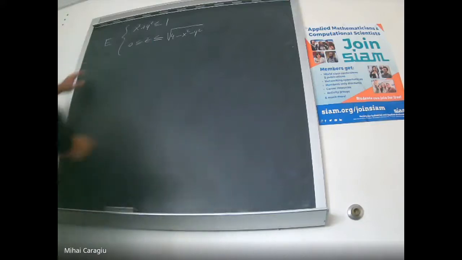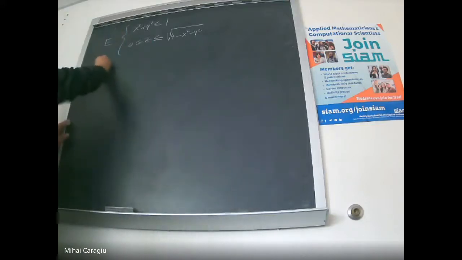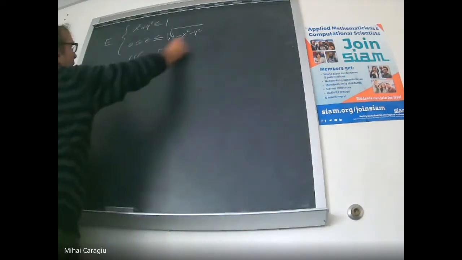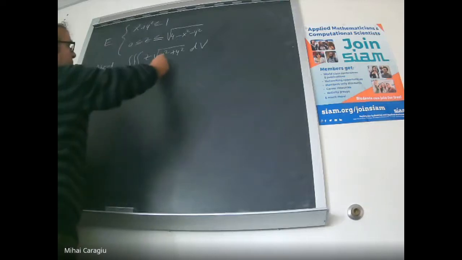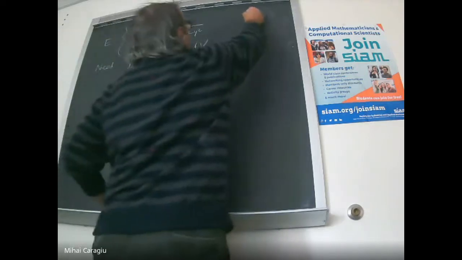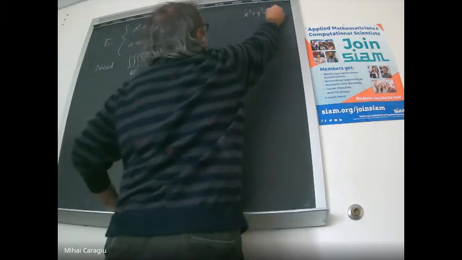So this being said, we need to find the triple integral over E of the function z times the square root of x squared plus y squared dV. Okay, so let's see how we can set up this integral. In cylindrical coordinates, x squared plus y squared equals r squared. Always keep this in mind.